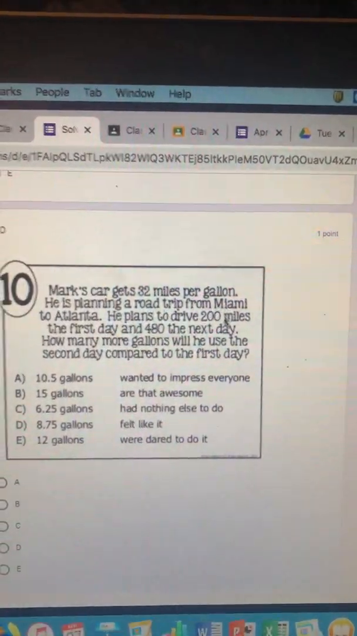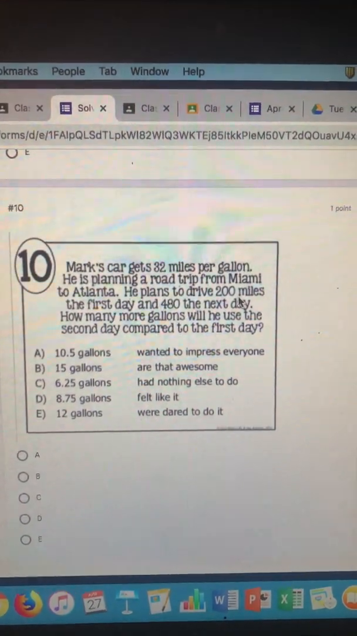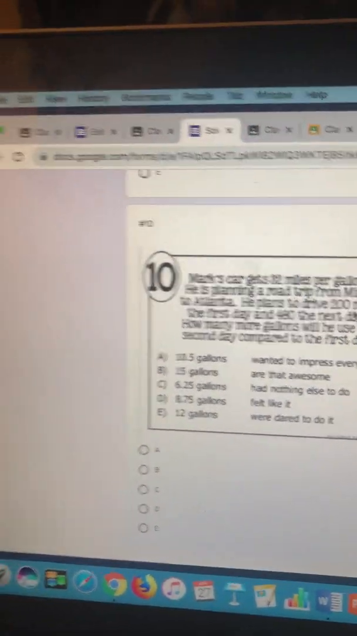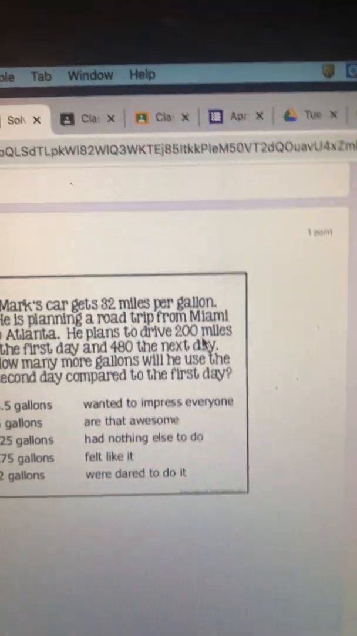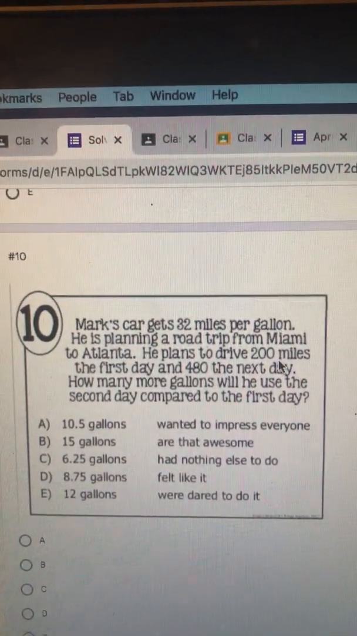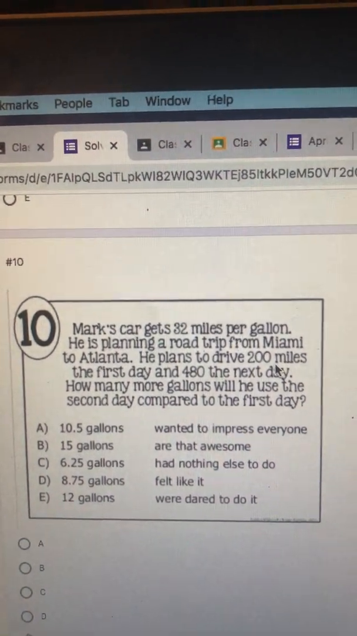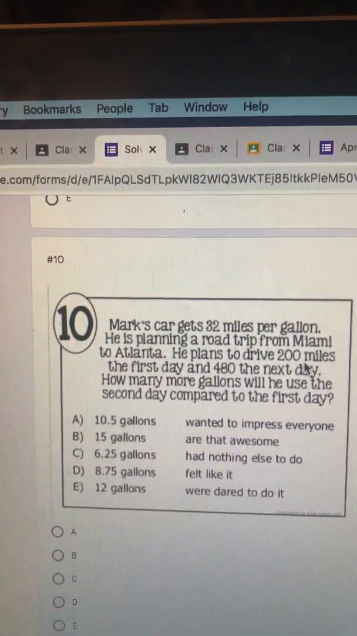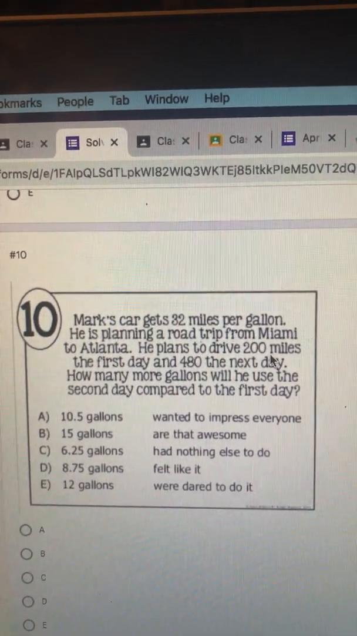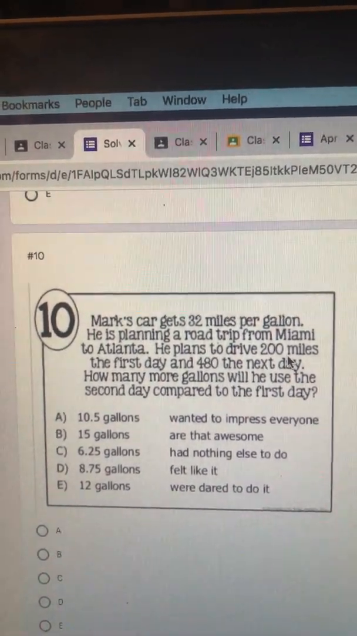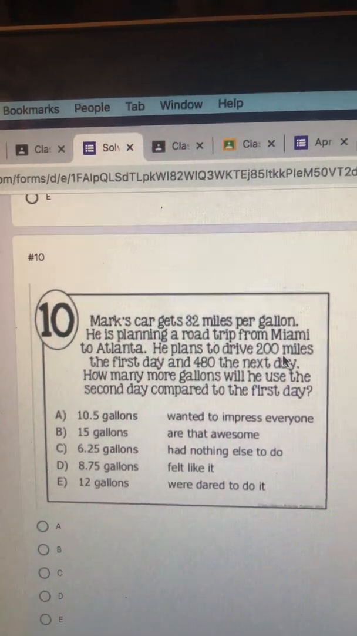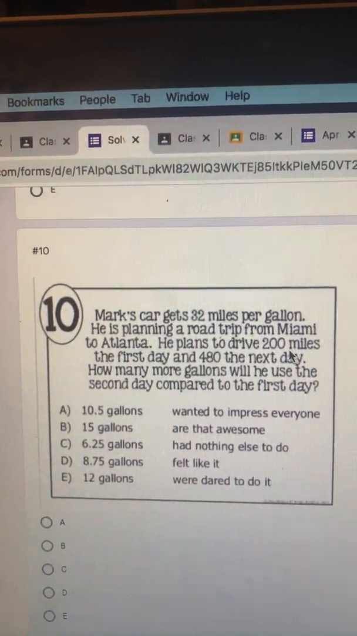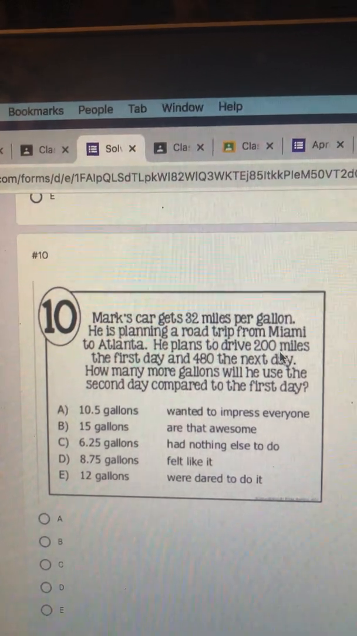Some of them are word problems. Remember, just to keep the same ratios together, I will model this one for you. This is number 10. I'll set it up for you at least so that you know the correct setup. It says Mark's car gets 32 miles per gallon. He's planning a road trip from Miami to Atlanta. He plans to drive 200 miles the first day and 480 the next day. How many more gallons will he use the second day compared to the first day?